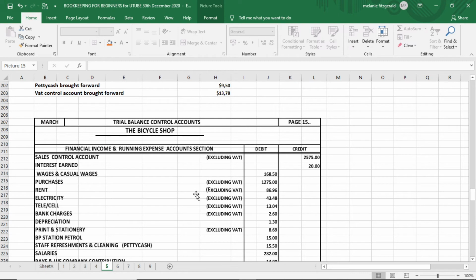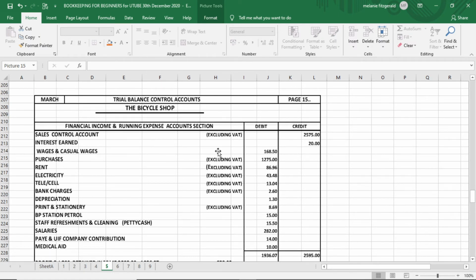Okay, so the trial balance control accounts for the bicycle shop. So financial income and running expense accounts section. Okay, so the sales control account excluding VAT on the credit side. The interest received, the wages and the casual wages. That's at 168 and 50 that we worked out with Joe and Constance earlier.